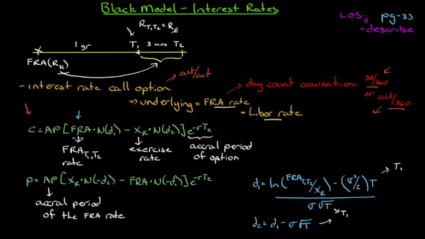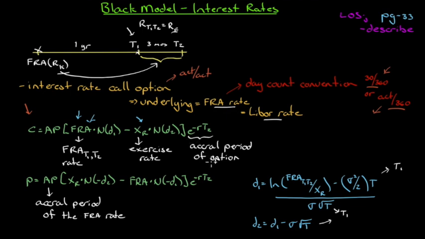I want to be clear. We're not saying that the underlying of an interest rate option is an FRA agreement. It is the rate that we typically would find in an FRA agreement for the period of time that the option applies to. So FRA scaled by ND1 minus the exercise rate scaled by ND2. Notice that this is a rate and this is a rate, so it's the difference between the two rates. And then, of course, discounted back.